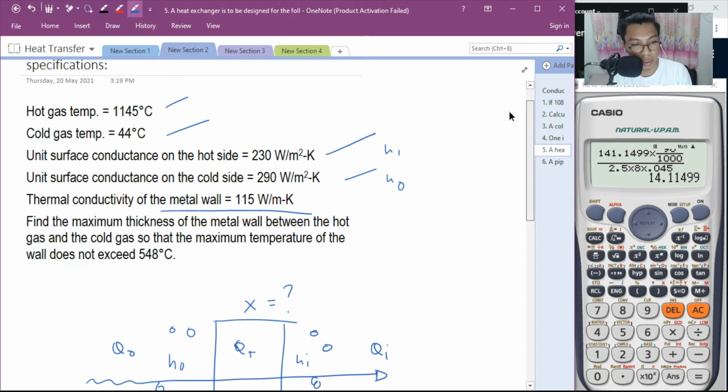548 degrees Celsius. Ayan, no? Given: not to exceed. Ito sinabi dito, find the maximum thickness of the metal wall between the hot and cold side so that the maximum temperature of the wall does not exceed. Ito yun. Hindi mo gagamitin to. Okay? Ito ang gagamitin mo. Mamaya mo gagamitin tong 44.